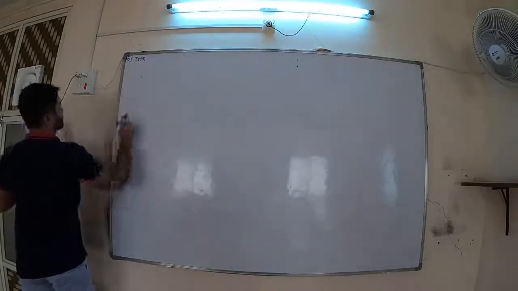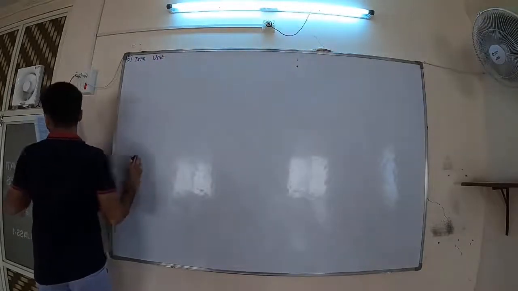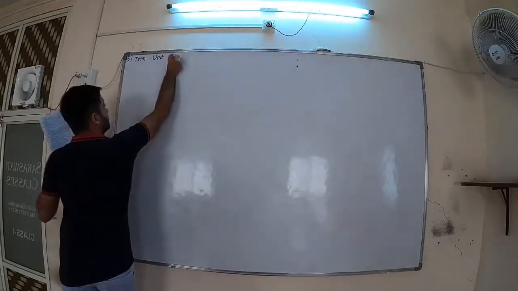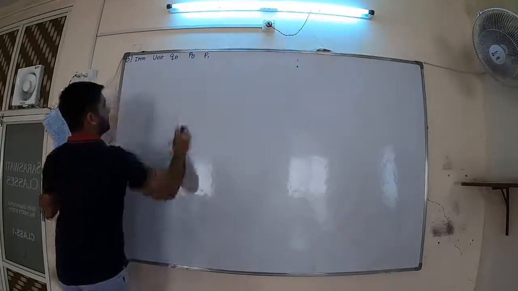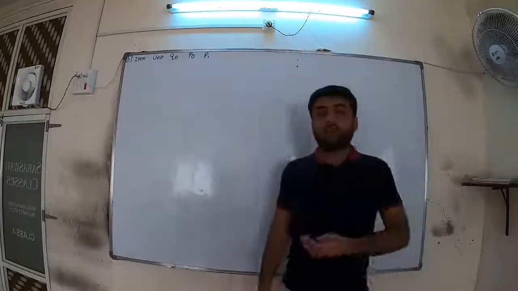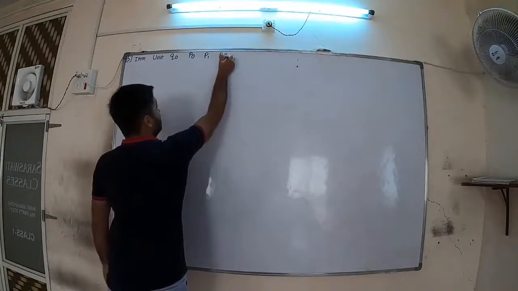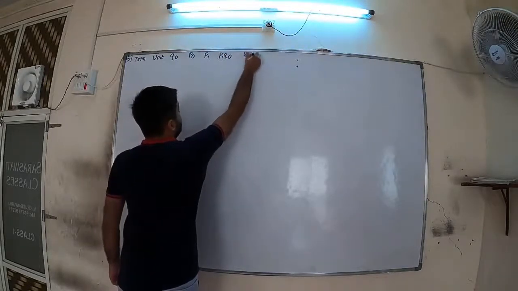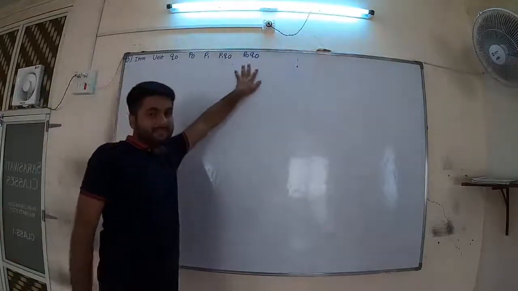Item, unit, Q0, P0, P1. Friends, now for the total expenditure method we need P1 Q0 and P0 Q0. This is required for total expenditure, as the formula is this.